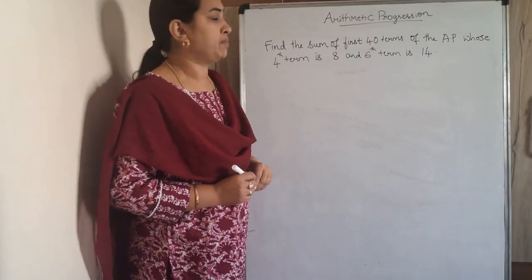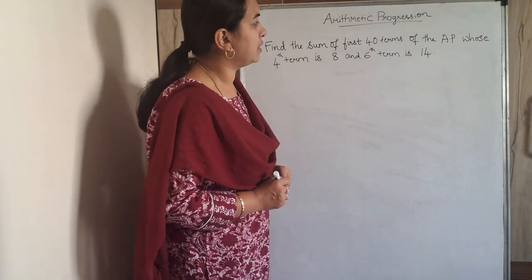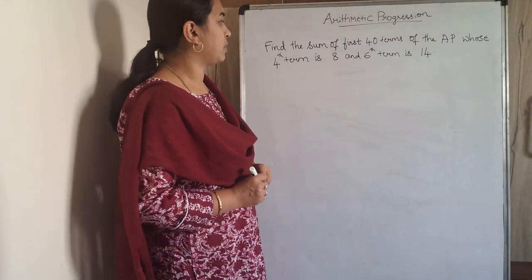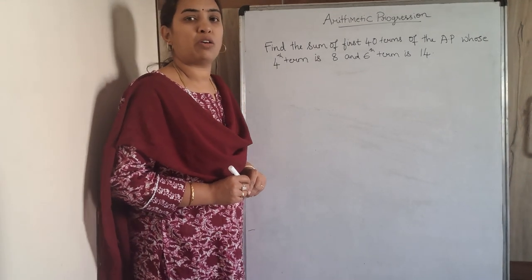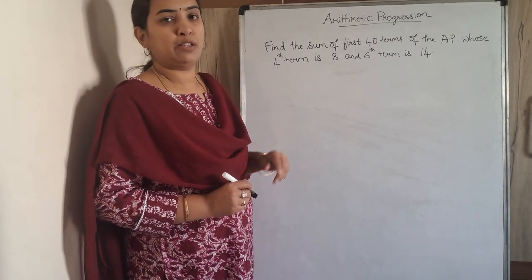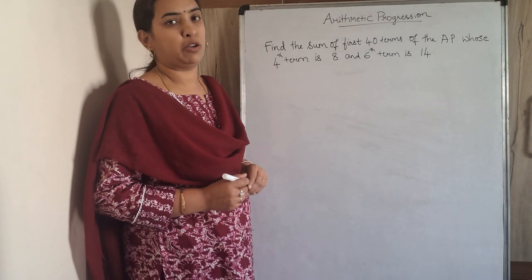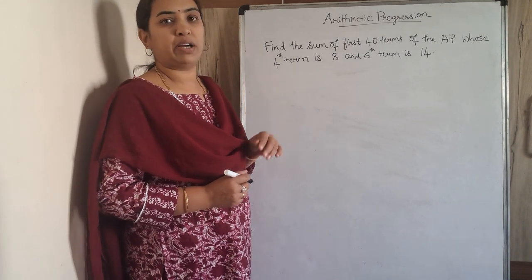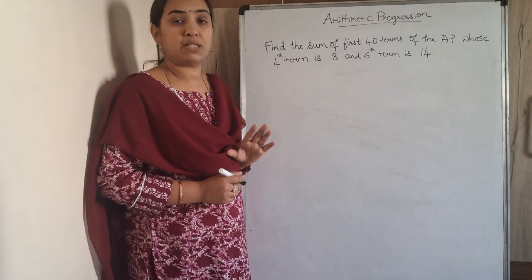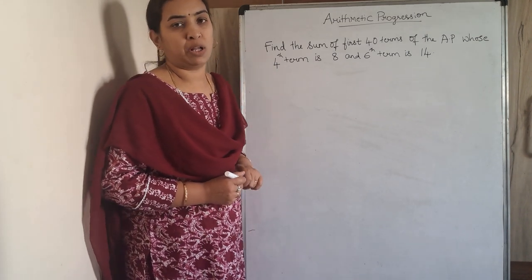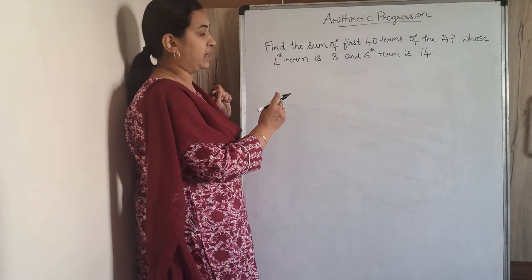The next problem is, find the sum of 40 terms of an AP whose fourth term is 8 and sixth term is 14. Here they have not given the values of A and D. Using the given data, you need to find the values of A and D first, then find the sum. For any problem you do in the exams, please make sure to write the formula. So first let us find A and D.